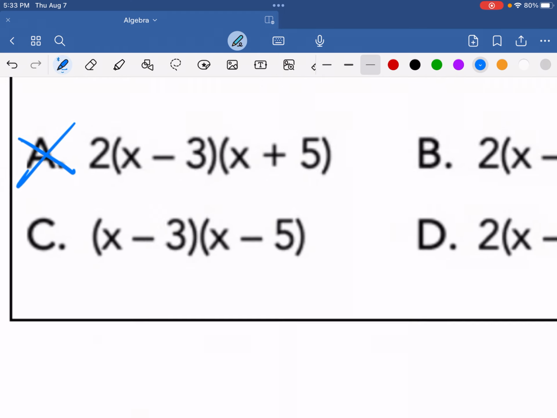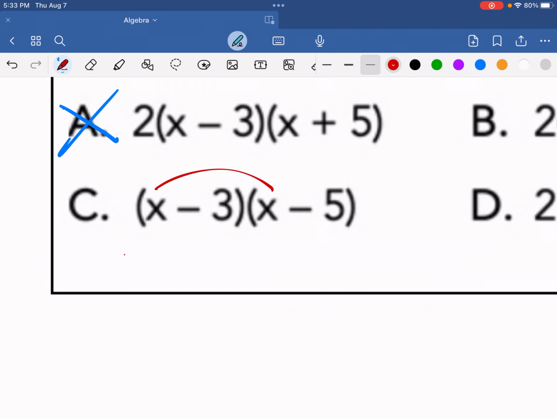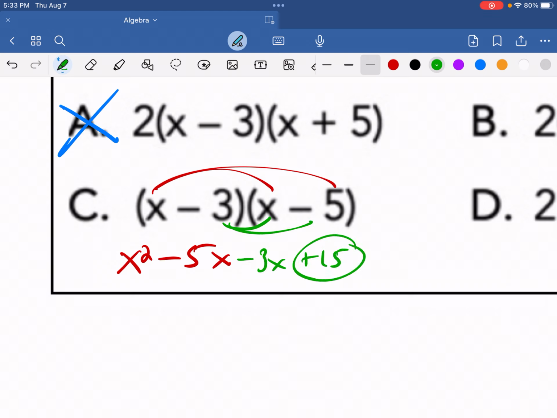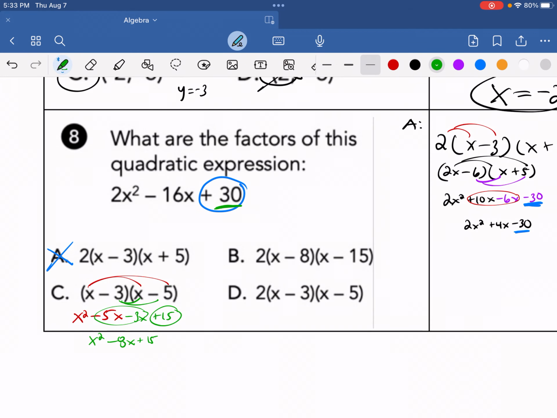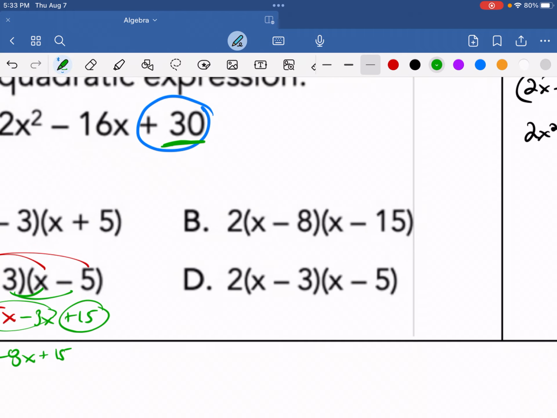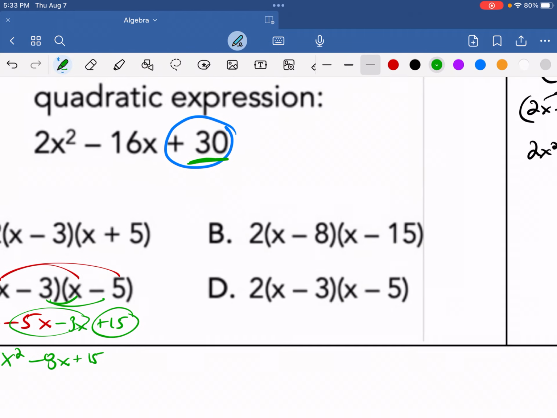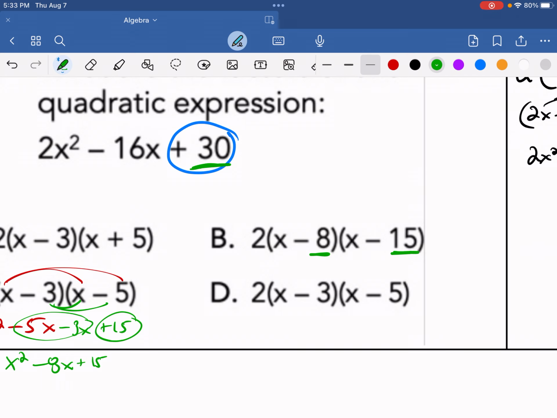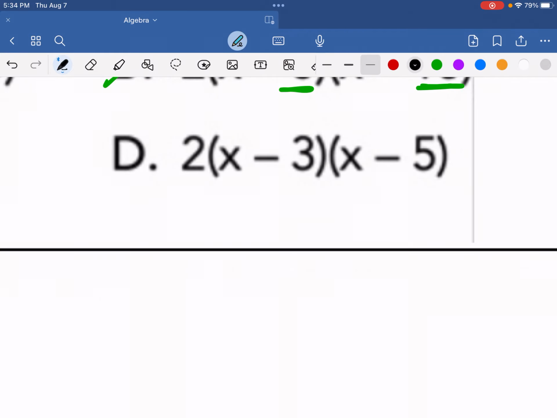Okay. For C, x times x is x squared. X times 5 is negative 5x. Or x times negative 5 is negative 5x. Negative 3 times x is negative 3x, and negative 3 times negative 5 is positive 15. Again, this one is going to end in a positive 15, because the only thing that you can combine is the middle two, and that's negative 8 and positive 15, and the original ends in positive 30, so it's not C. And for the last one, here, the 8 is going to multiply with the 15, and that's going to go over 30, so it's not B. But I would just multiply D just to double check that that's the one that it is.